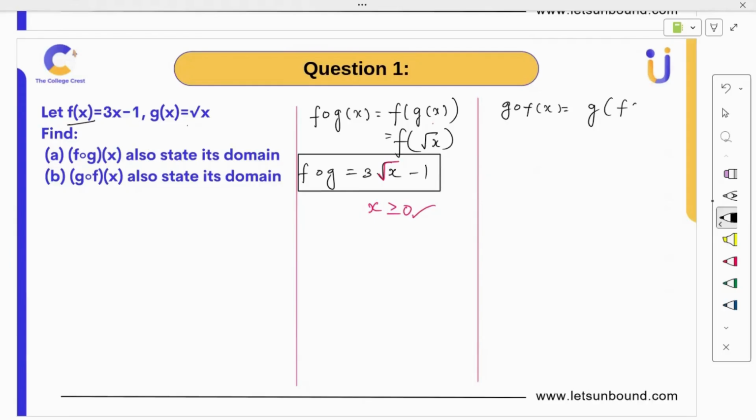Which is g of f of x. First, inside g, your f of x is 3x minus 1. What is the g of x function? Square root of your input. Your input is this: the square root of 3x minus 1. Can you see the difference?